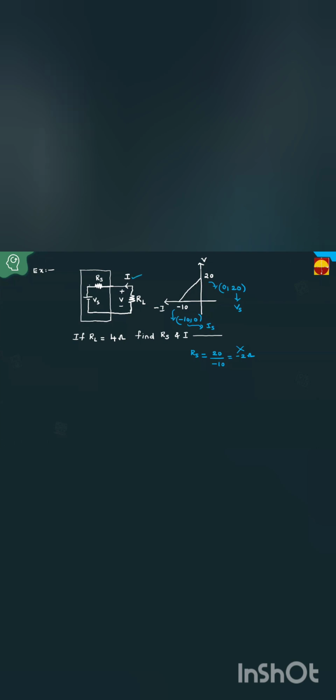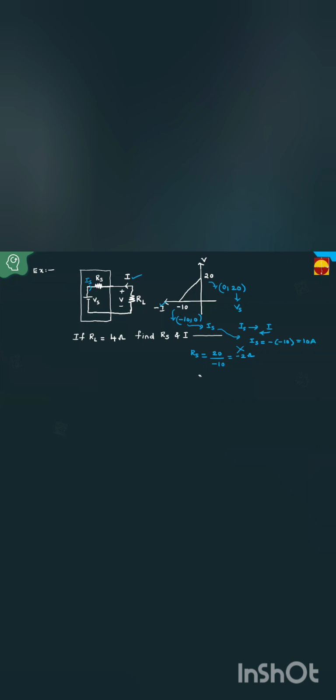but this Is and I are opposite. This is I and Is is opposite. This is Is and this is I, opposite. That's why you have to take Is equal to minus of minus 10. This is equal to 10 amperes.